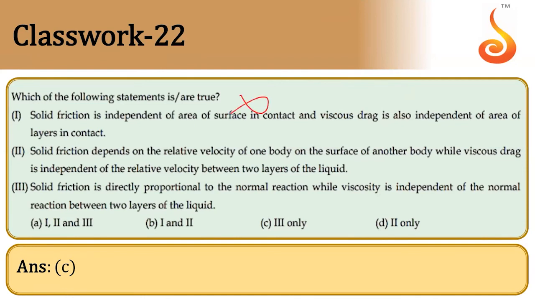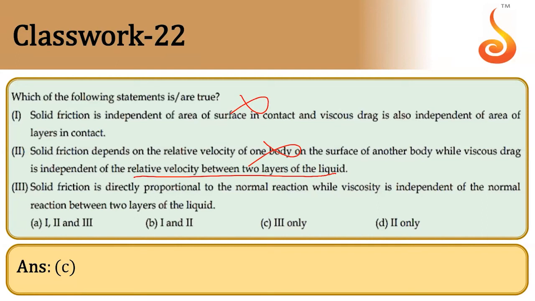Solid friction depends on the relative velocity of one body on the surface of another body. No, no. Solid friction doesn't depend on relative velocity, but viscous drag depends on relative velocity between two layers. This is correct. Solid friction depends on relative velocity? No, wrong. But viscous force depends on relative velocity.